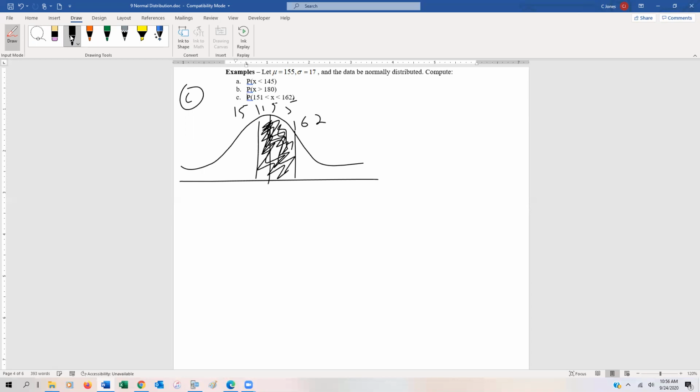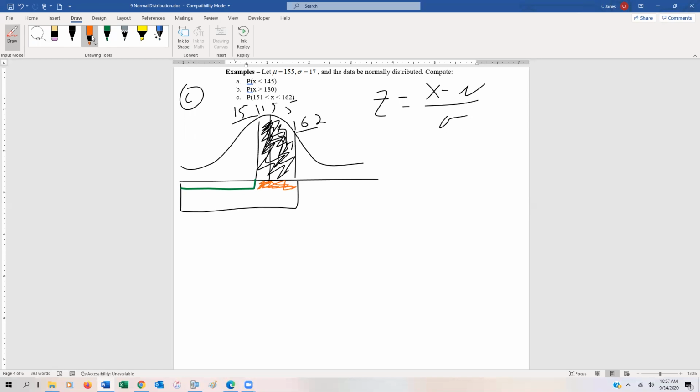Now this is a problem because we have our formula, x minus mu over sigma, and we have two x's: 151 and 162. So how do we figure out the probability? What we're going to do is find the area for both of the z-scores, and then the area in between, which is this area right here, can be found by subtracting the areas.